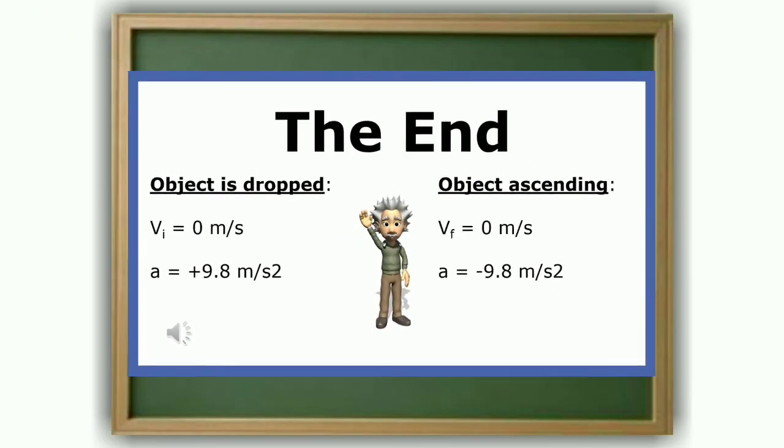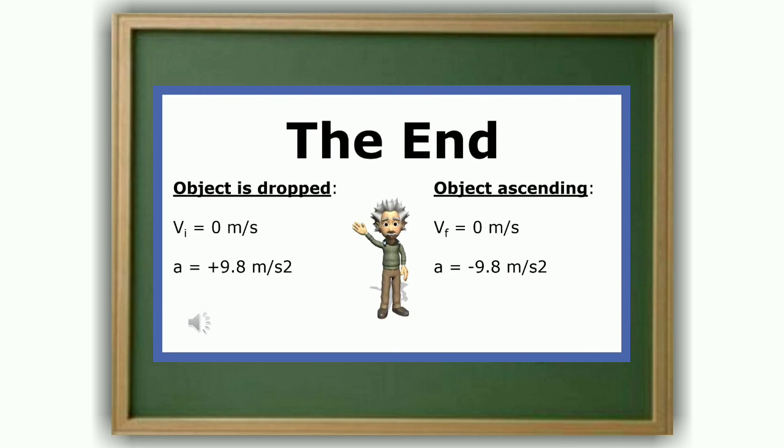When solving free fall problems, remember that when an object is dropped, the initial velocity equals 0 and the acceleration is positive 9.8 meters per second squared. When an object is ascending, the peak velocity equals 0 and the acceleration is negative 9.8 meters per second squared. This is the end of my presentation on solving free fall problems.